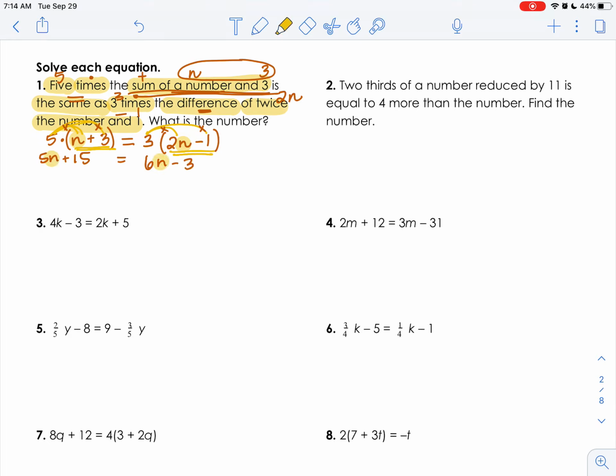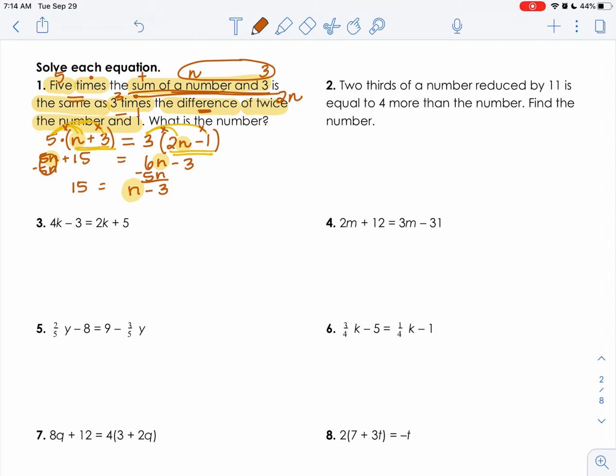Now I still have my n's on both sides, so I want to get those together first. I could go either way. I could subtract 5n from both sides, or I could subtract 6n, but in trying to keep things positive, I'm going to move the 5n. 5n minus 5n on this side cancels to give me 0, leaving me with just 15 equals, but if I subtract 5n there, I'm going to also subtract 5n here. 6n minus 5n is 1n, or just n, and then minus 3.